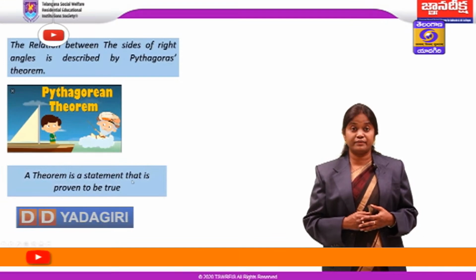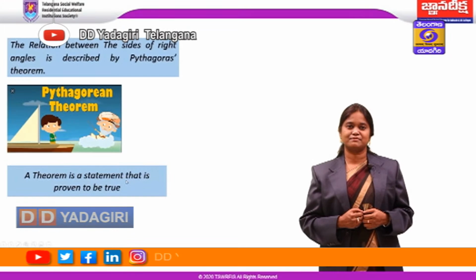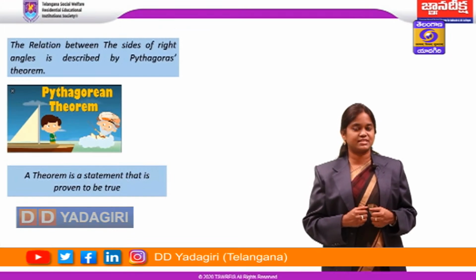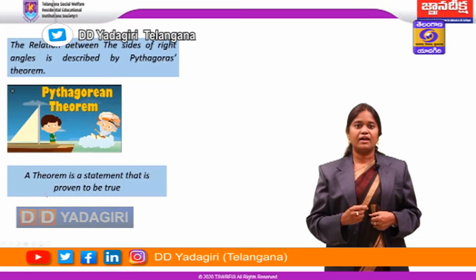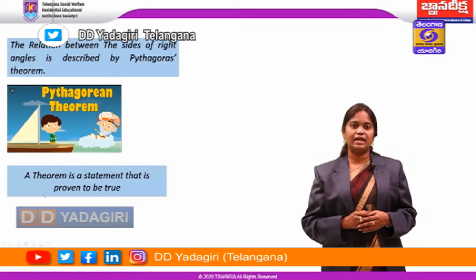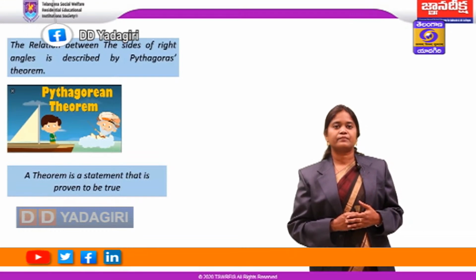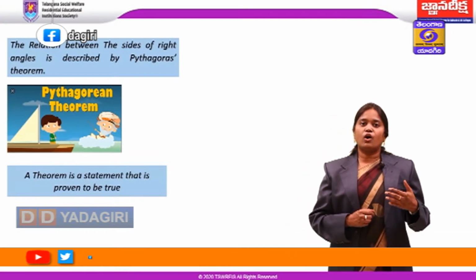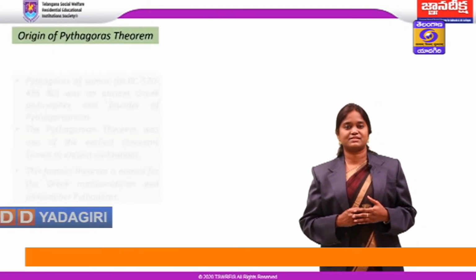Now you may be wondering, what is a theorem and who is Pythagoras? A theorem is a statement that is proven to be true. Let's find out the origin of Pythagoras theorem and understand some facts.